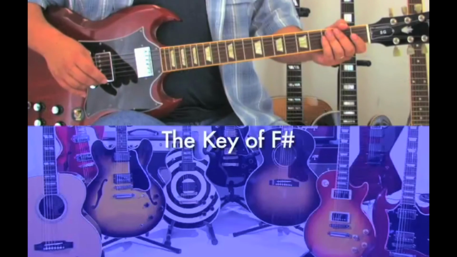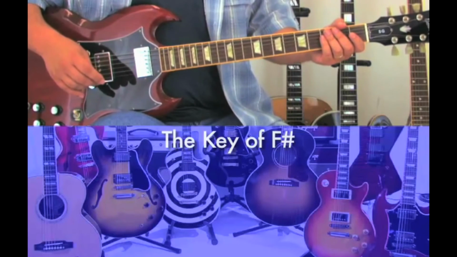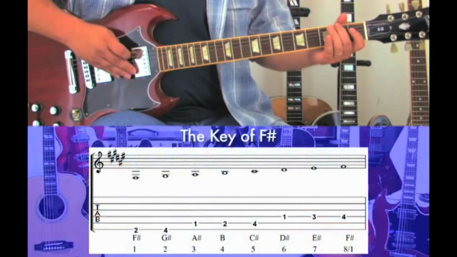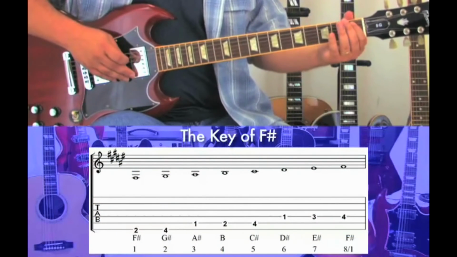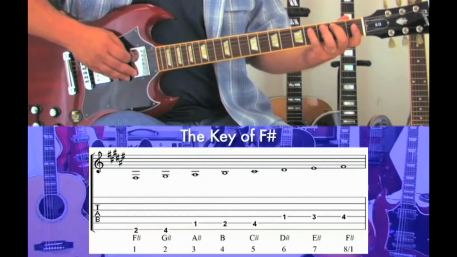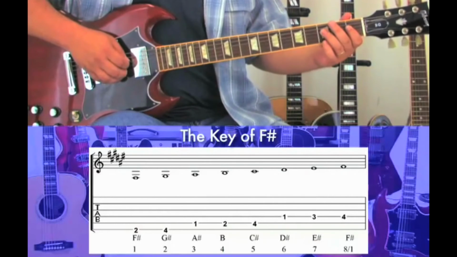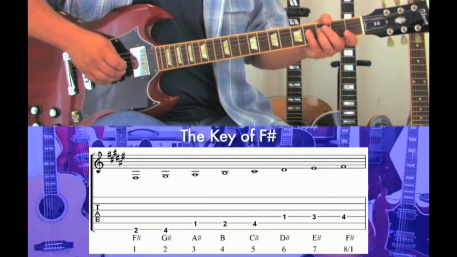The key of F sharp uses 6 sharps in the key signature. The notes are F sharp, G sharp, A sharp, B, C sharp, D sharp, E sharp, and F sharp.